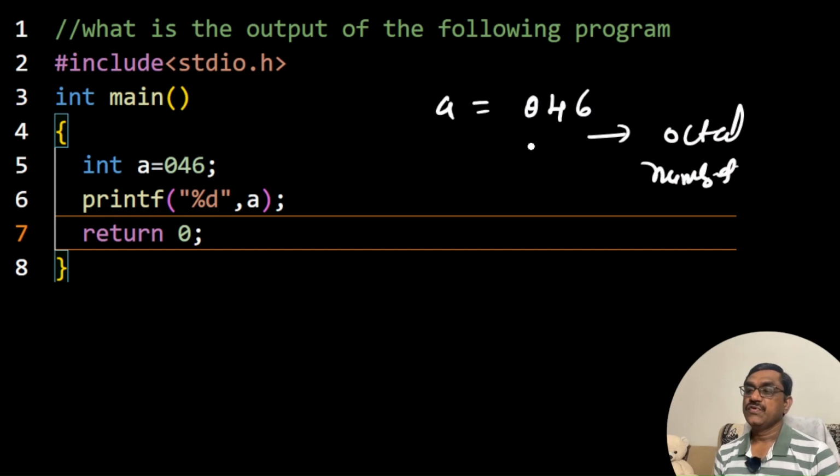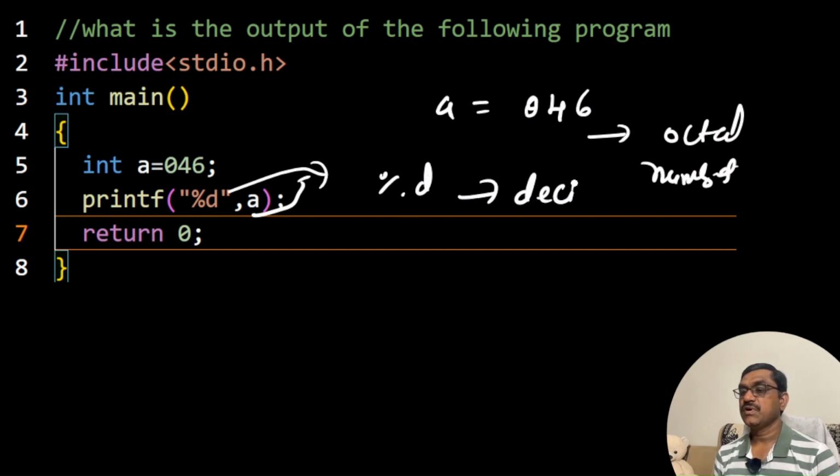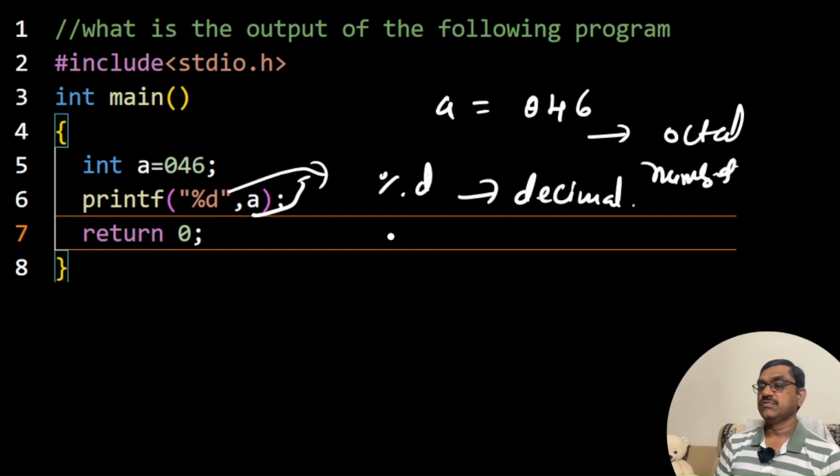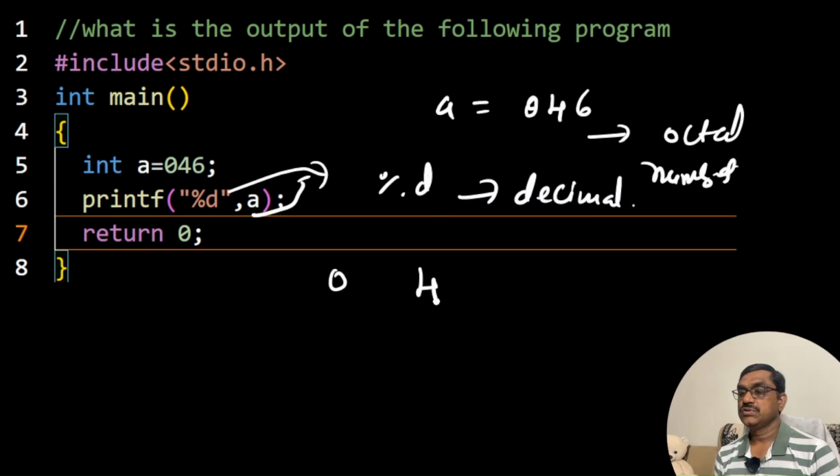So we are storing the value in the form of octal in a, and we are printing the value a in the form of percentage d. Percentage d means we are going to print the value in the form of decimal. Now, what would be the output of this program? Let us see. We are storing a value in the form of octal, that is 0, 4, 6. Now, we have to convert this octal number into the decimal number.